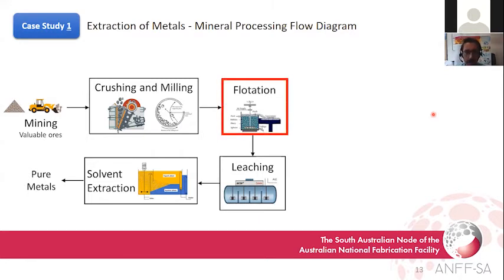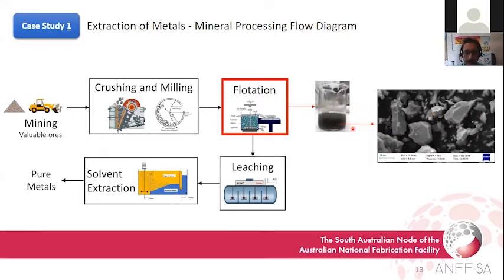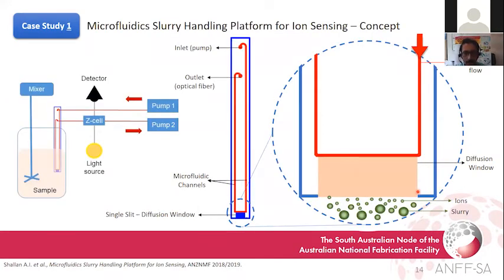So this is the flotation system we'll focus on in the next slide. As you can see here, it's very complex. There are different particle sizes in it, and the conditions at this stage are very turbulent. To address this challenge, we propose the microfluidic slurry handling platform, as you can see here. The left-hand side image is a schematic of the experimental setup used for the extraction of iron from metal.